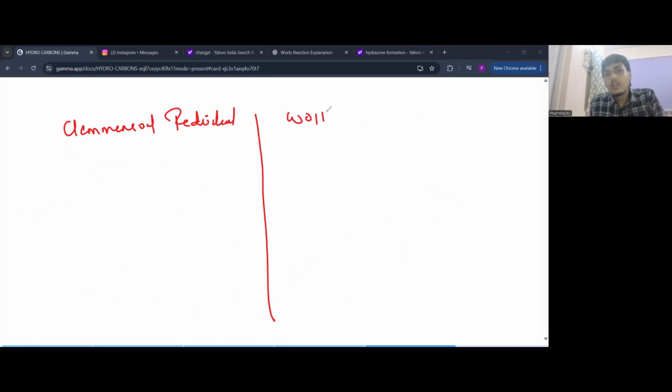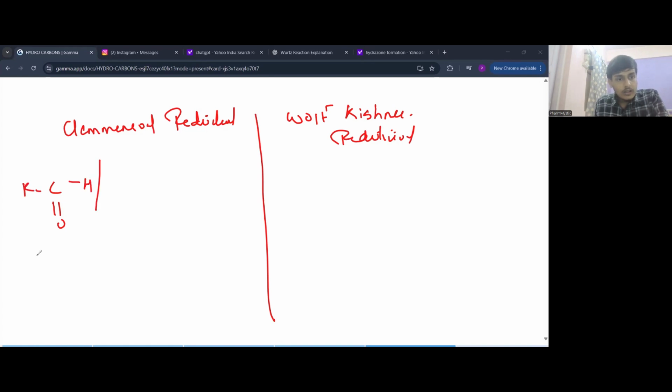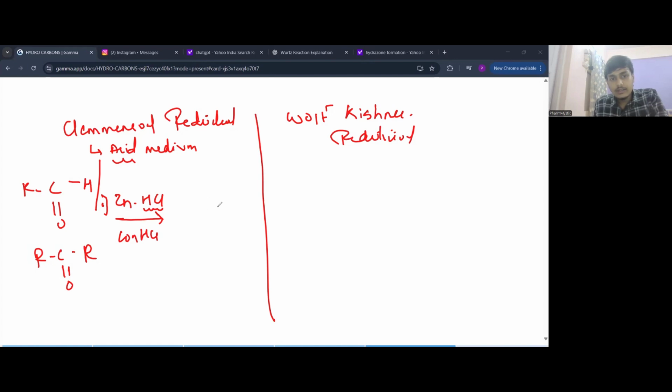and Wolff-Kishner reduction. Here the starting material is aldehyde or ketone. The important part is the reagent. We use zinc amalgam under highly acidic conditions. Clemmensen reduction occurs in a highly acidic medium. We use concentrated HCl and the product we get is alkane.